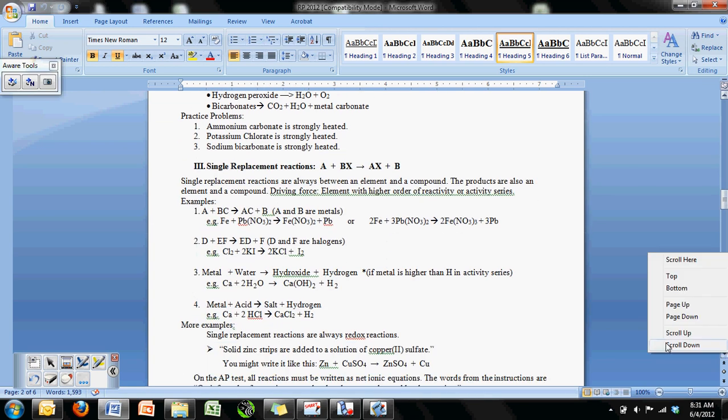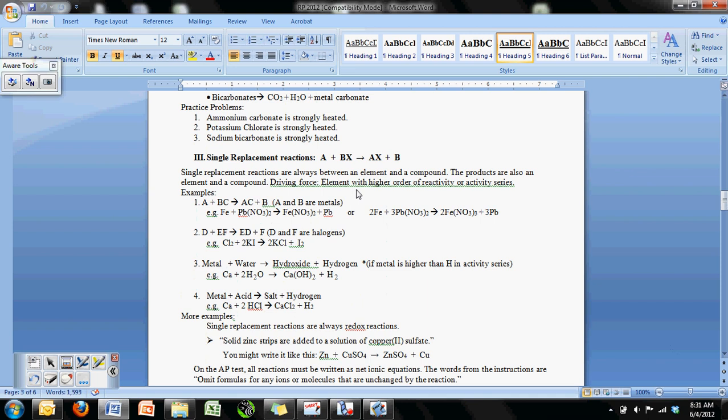The third type of reactions are called single replacement reactions that have a general format of A plus BX gives you AX plus B, where A is either a metal or a non-metal. It's an element. BX is a compound, AX is a compound, and B is again an element, metal or non-metal. So what happens in this? There's something called activity series, where any metal that's present above another element is more reactive and is able to replace that element from a compound.